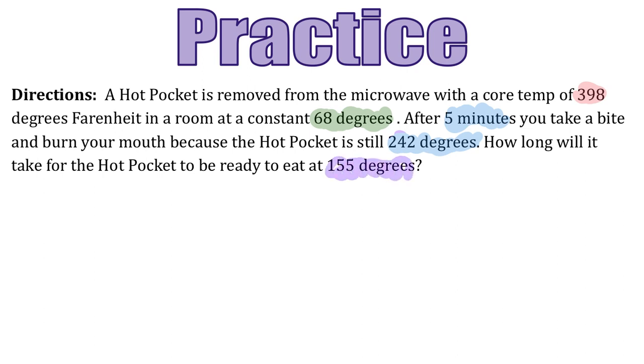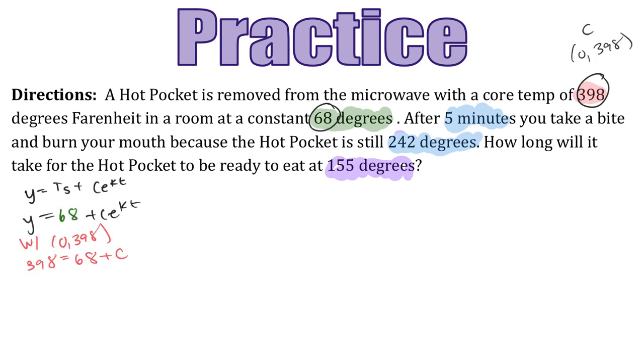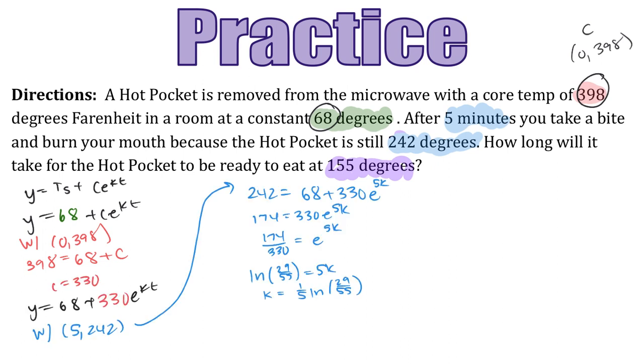So let's go ahead and write down the model. And then we can plug in that we know the room temperature T sub S is 68 degrees, and we can use 398 to find our C value. So if we plug in T sub S and the initial condition, we can find that C is going to be 330 degrees. And then we can rewrite our model and use the point 5 minutes later, 242 degrees to find our K value. So go ahead and pause the video and do that.